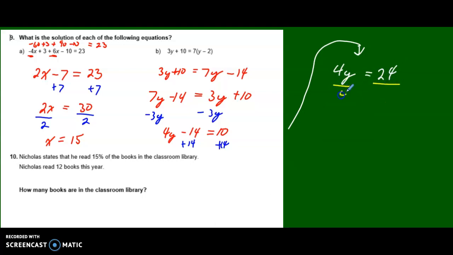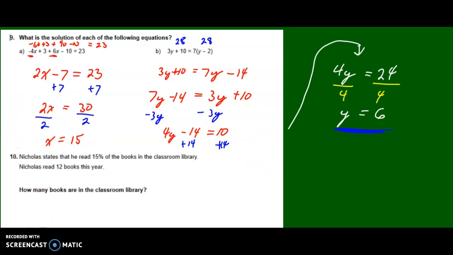Divide by 4 on both sides. And I get y equals 6. Y equals 6. And if I put the 6 back in here, let's see. 3 times 6 is 18 plus 10. It's 28. And if I put the 6 here, 6 minus 2 is 4. 7 times 4 is 28. So it works. 28 equals 28. So those are your two answers. X is 15 here, y is 6 there.